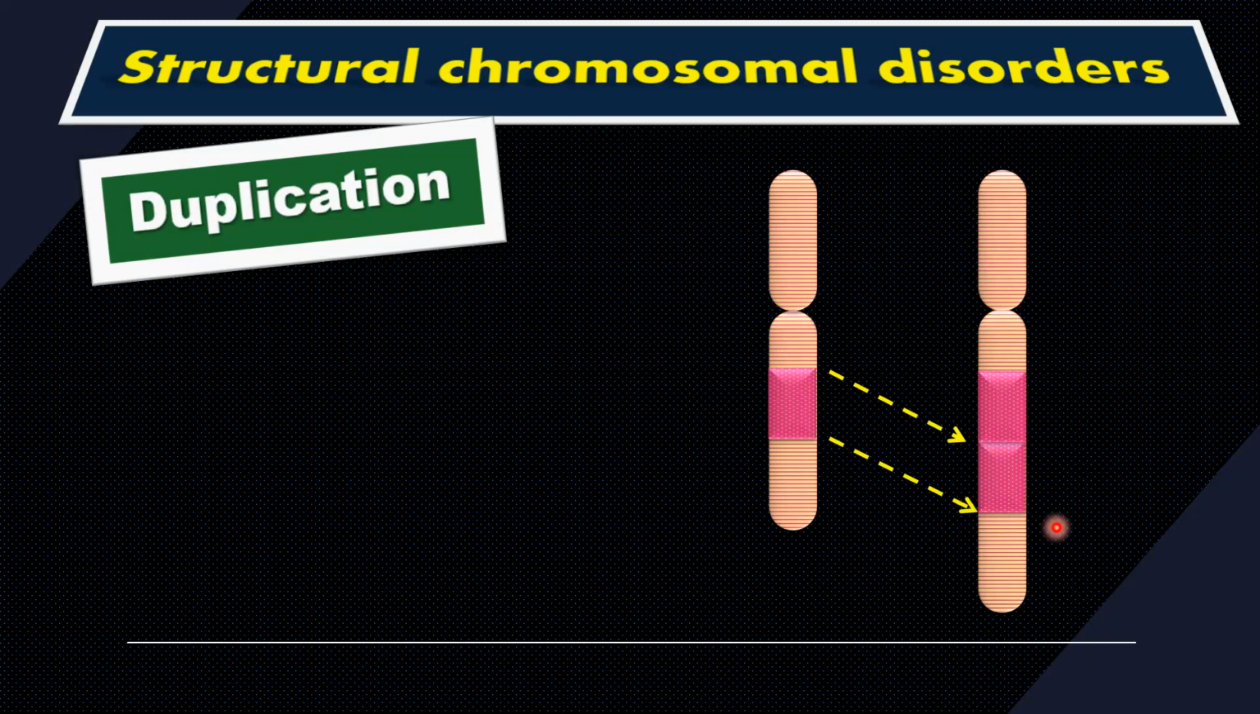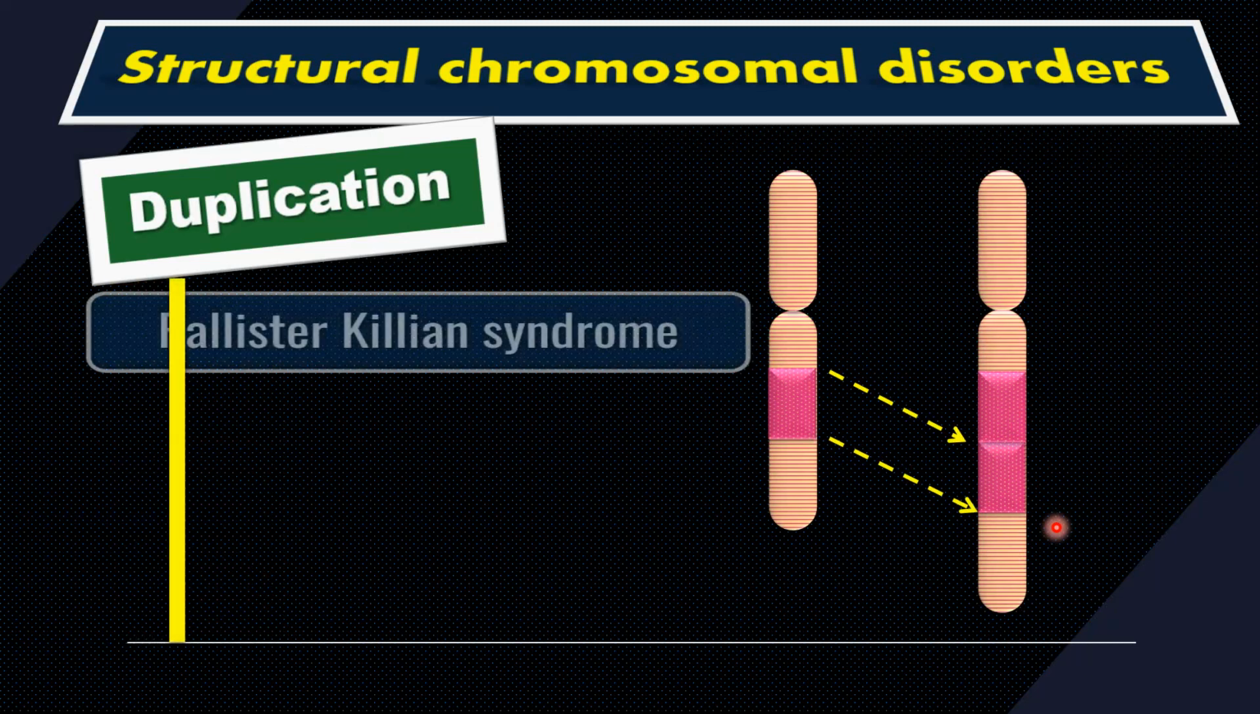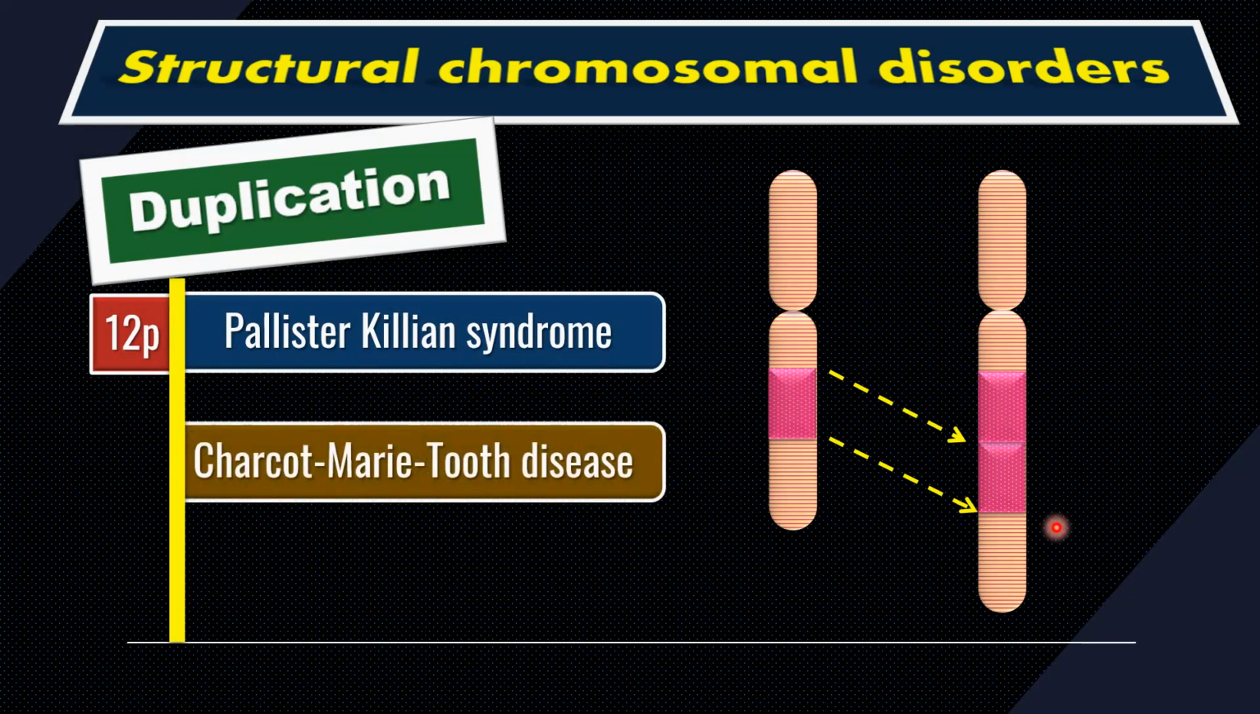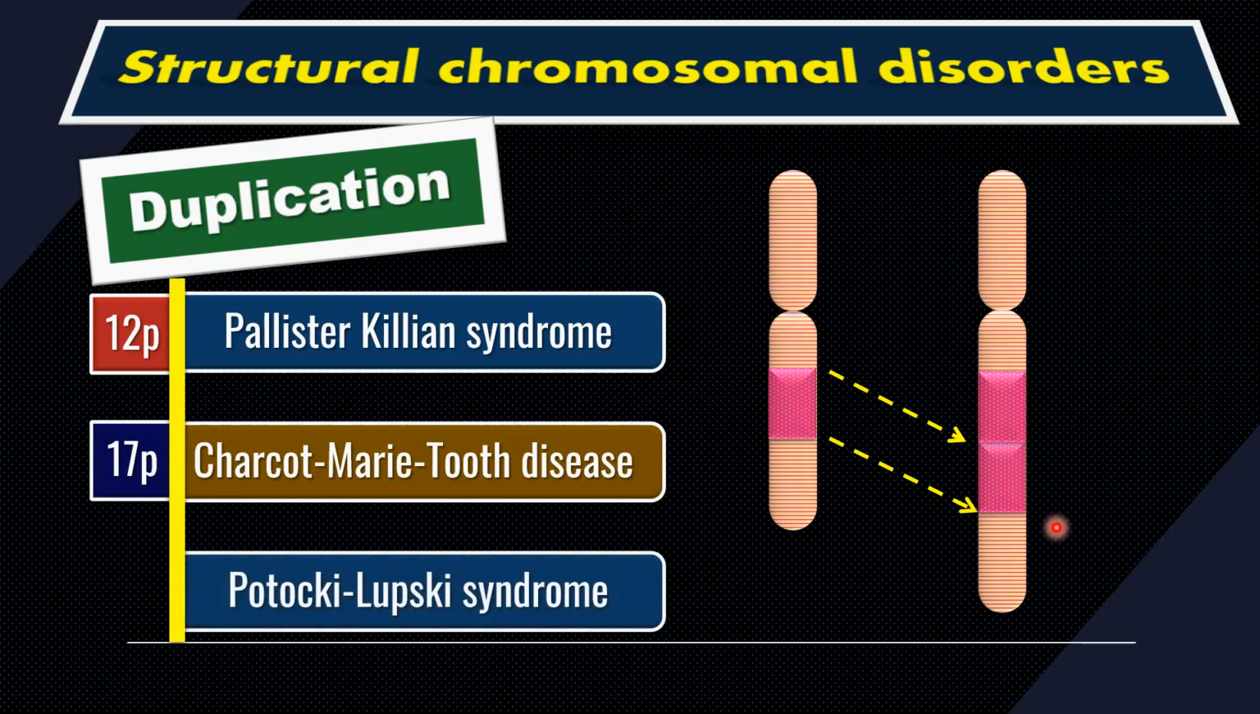Examples of duplication structural chromosomal disorders are Pallister-Killian syndrome, where in chromosome 12, a small portion of the short arm is duplicated. Charcot-Marie-Tooth disease: here, in chromosome 17, short arm, a small portion of genes is duplicated. Pelizaeus-Merzbacher-like syndrome, where again in chromosome 17, short arm, some regions of the chromosome are duplicated. Pallister-Killian syndrome, Charcot-Marie-Tooth disease, and the third syndrome.